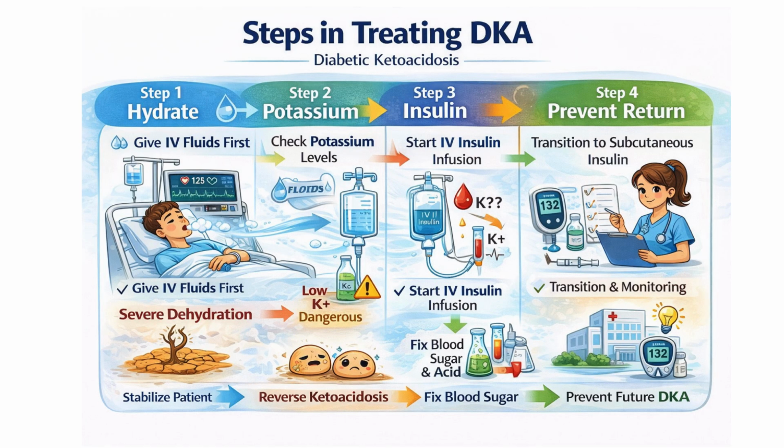After fluids are started, the next important concern in diabetic ketoacidosis is potassium. Potassium is a mineral that helps the heart beat in a steady rhythm. In DKA, the body loses large amounts of potassium through urine. Even if the blood test shows a normal or high potassium level at first, the total amount of potassium in the body is actually low. This is very important to understand.